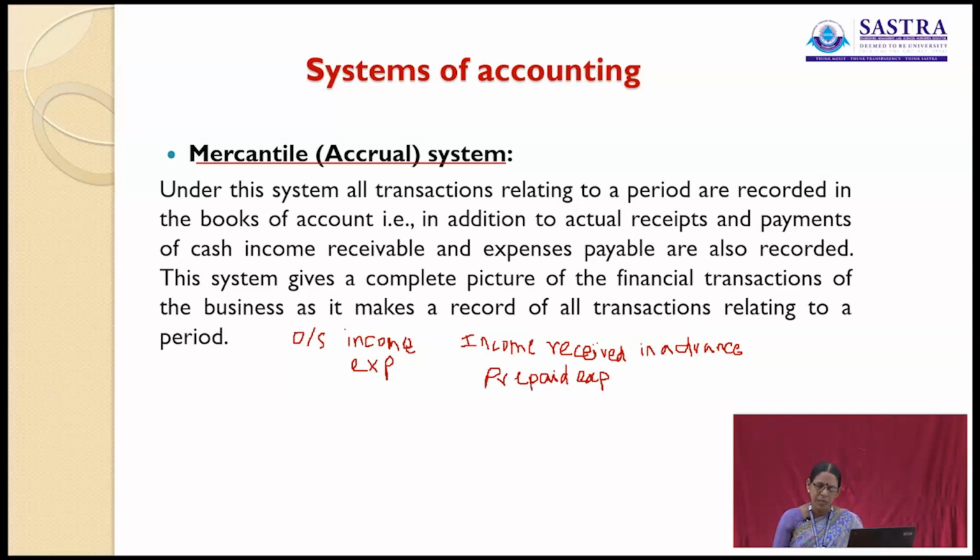So all these items, namely the outstanding expense, outstanding income, prepaid expense, and income received in advance, are the items which are emerging from your accrual system. So in the accrual system, whenever an amount becomes due, we are going to write it in the books of accounts.